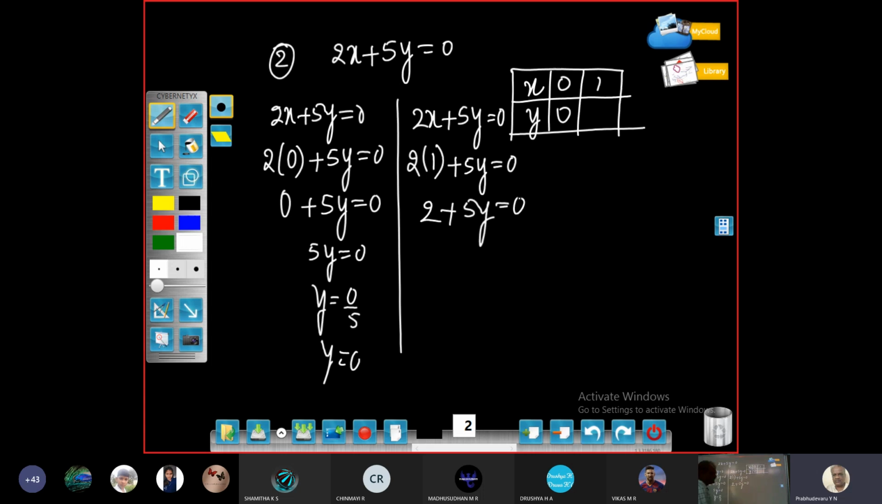So what happens? 5y will be equal to minus 2. So y is equal to minus 2 divided by 5. So this is the value of y once you take x as 0, x as 1. You write down this negative number, 2 by 5, in the form of a fraction itself. That is also a solution only.